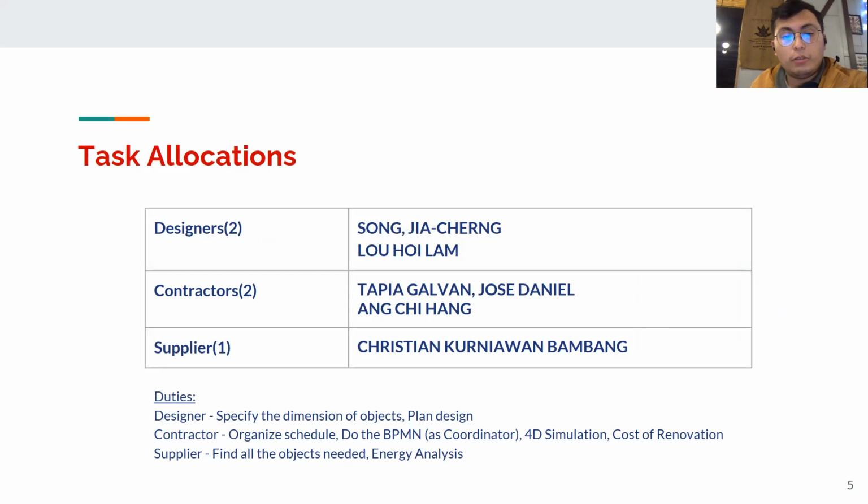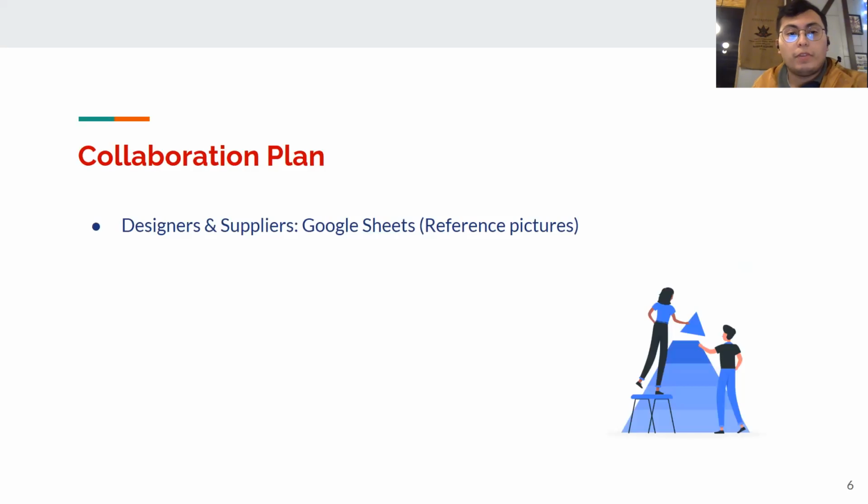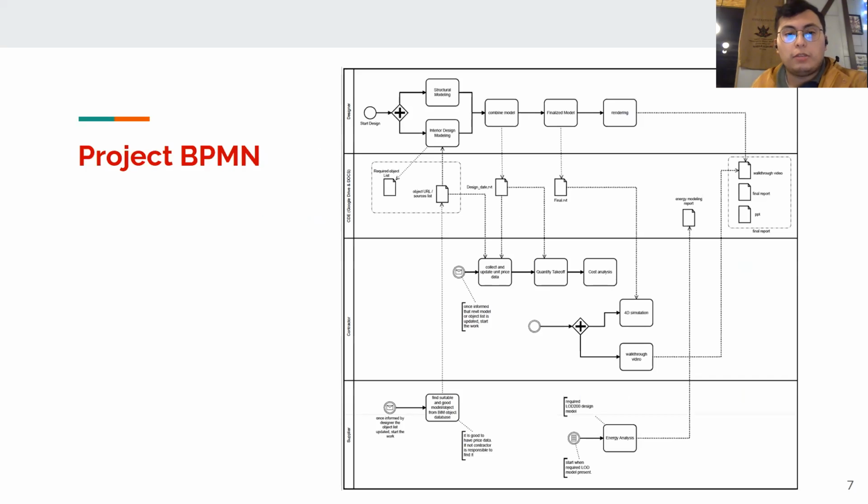The duties of the designer would be to specify the dimensions of objects and plan the design. The contractor would be in charge of organizing the schedule, doing the BPMN, the 4D simulation, and the cost of renovation. Plus, the supplier would be in charge of finding all the objects needed, plus the energy analysis. For the collaboration plan, we have decided that between the designers and the supplier it will be through Google Sheets.